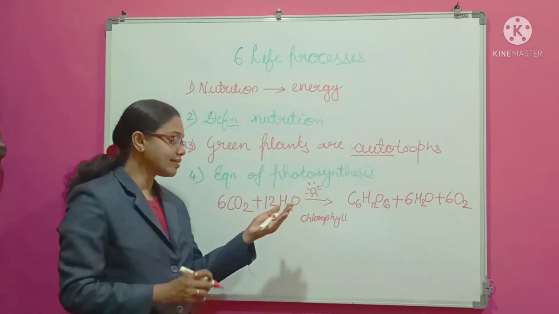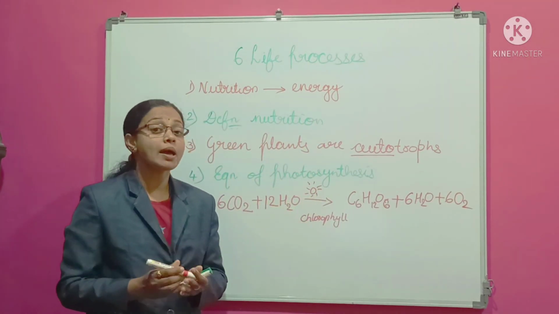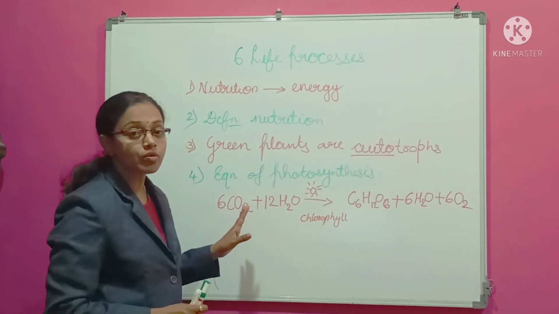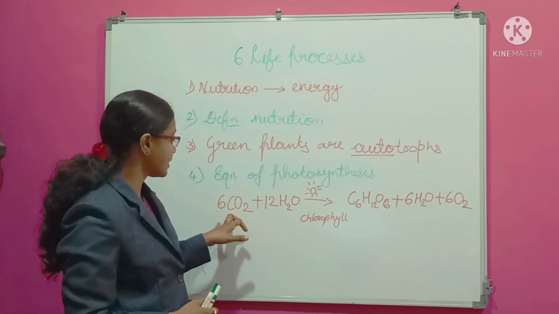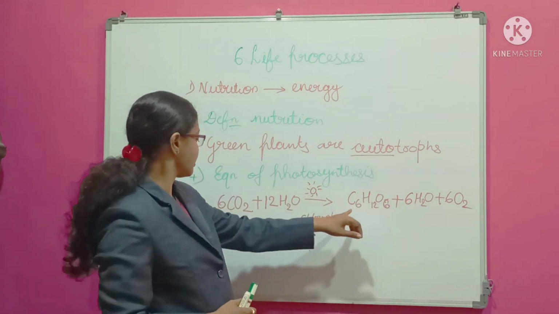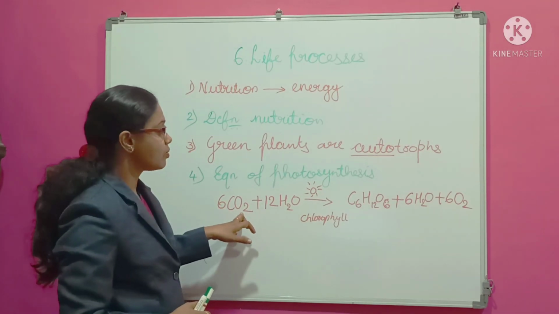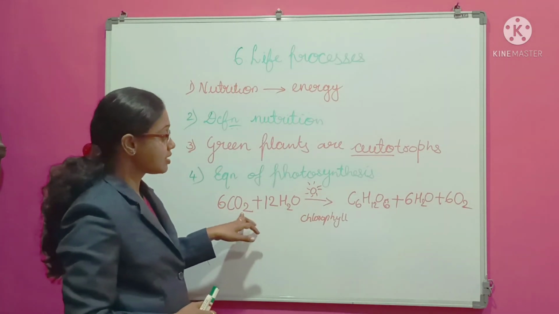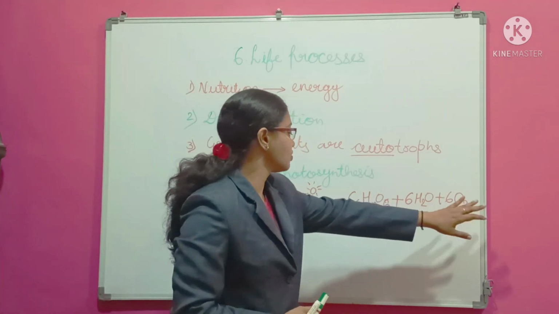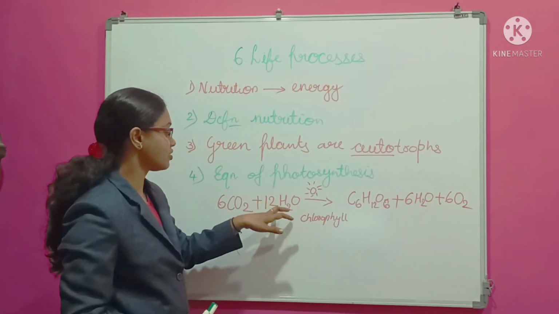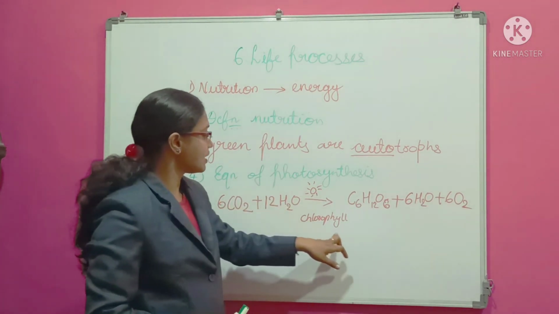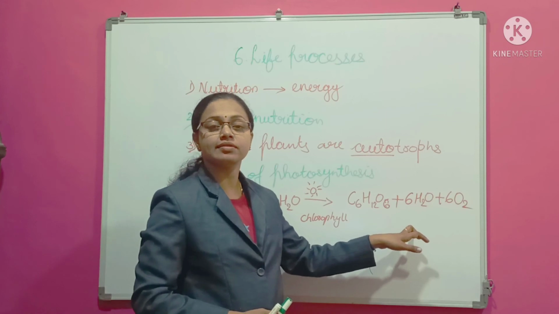Okay, earlier you studied balancing chemical equations. Here it is also balanced. There are 6 molecules of carbon dioxide, and 6 plus 6 gives 12 molecules of oxygen on the left side. Here also, 12 molecules of oxygen. So this is the balanced equation.